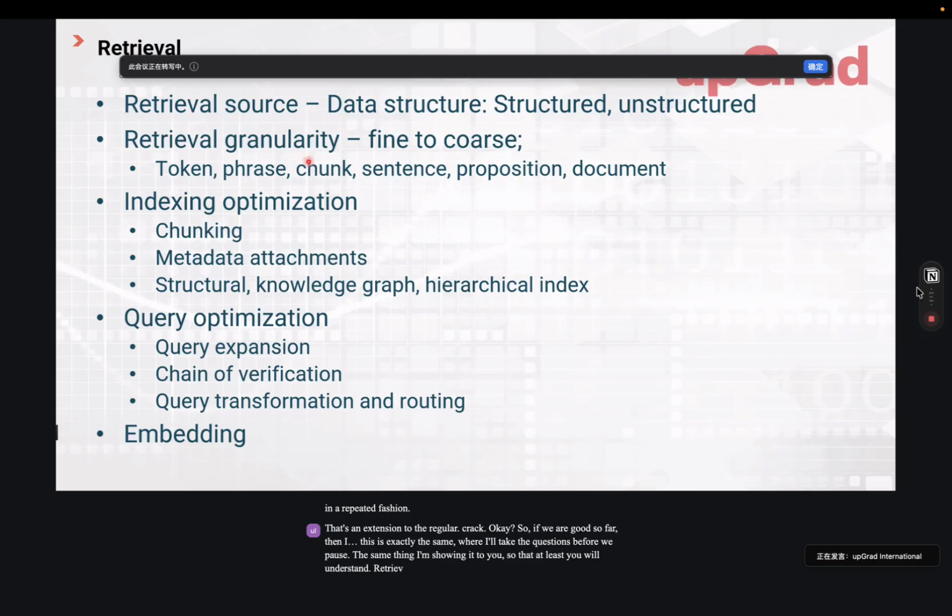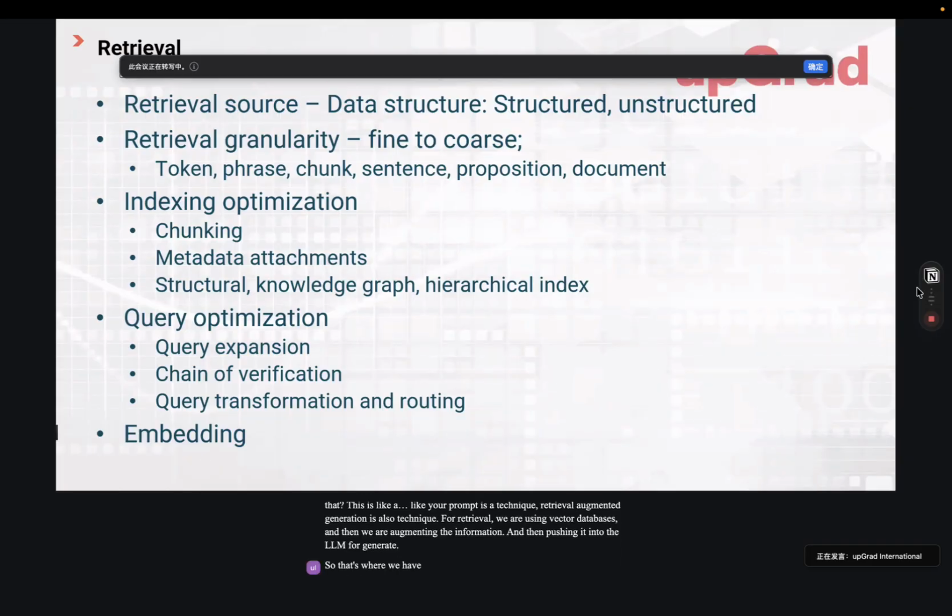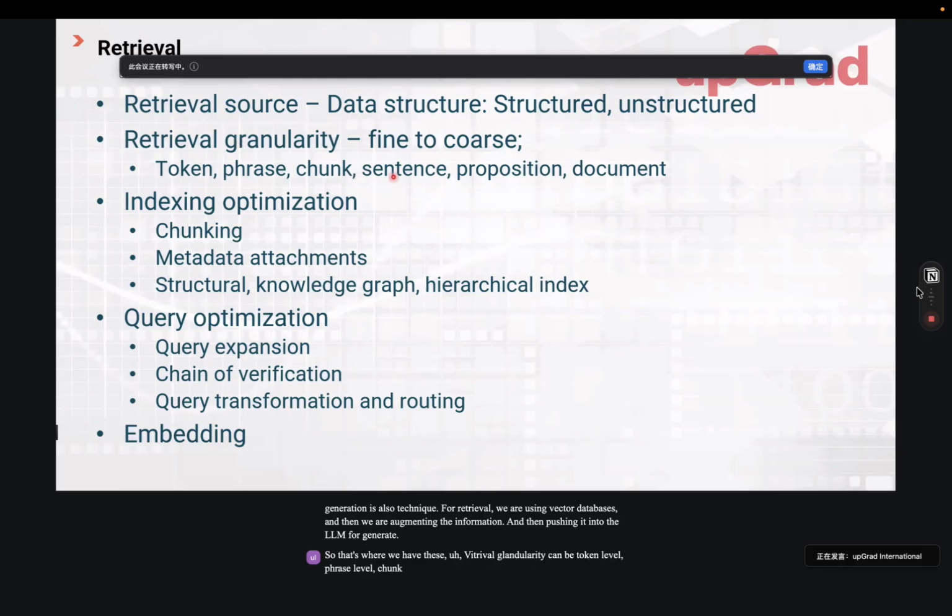Retrieval augmented generation, there are questions. What is that? Like prompting is a technique, retrieval augmented generation is also a technique. For retrieval, we are using vector databases, and then we are augmenting the information and pushing it into the LLM for generation. So here the retrieval granularity can be token level, phrase level, chunk level. At what level? The general or default option is at a chunk level.